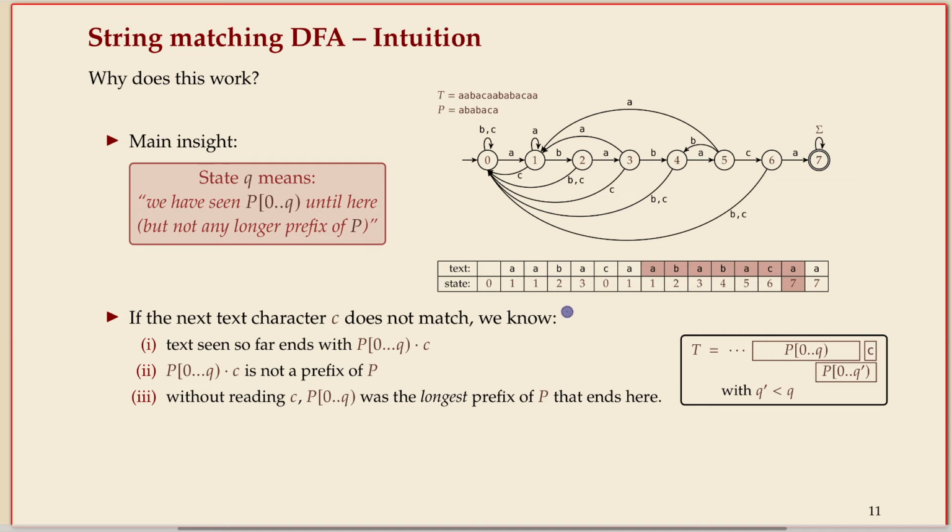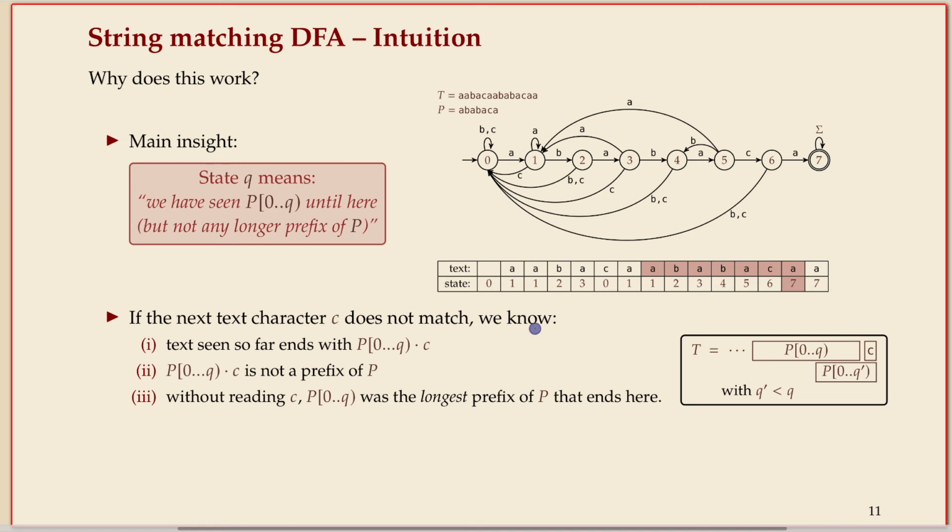Now, why is this enough to determine if we find a pattern occurrence, and how to do the next step? Because we can somehow guarantee this invariant that we always keep track of the longest prefix of the pattern that we've seen. But we don't know what the text looked like before this occurrence. So how can we keep track of this invariant?